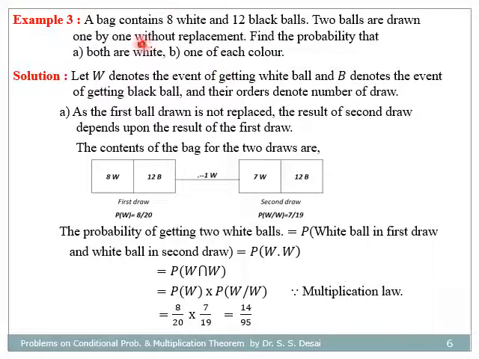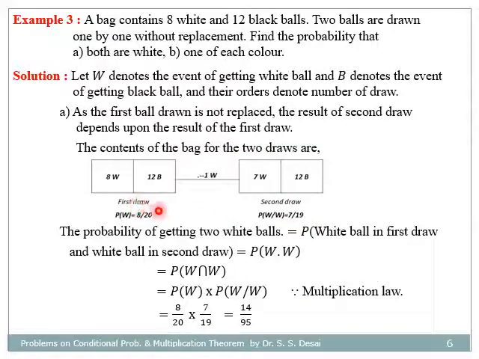Now to solve this problem, let us define the events. Let W denote the event of getting a white ball and B denote the event of getting a black ball, and their orders denote the number of the draw. Now for the first bit, as the first ball drawn is not replaced, the result of the second draw depends upon the result of the first draw. The contents of the bag for the two draws are as follows.